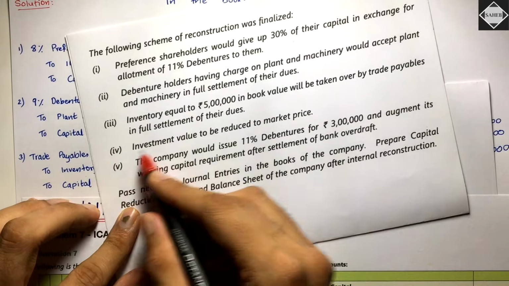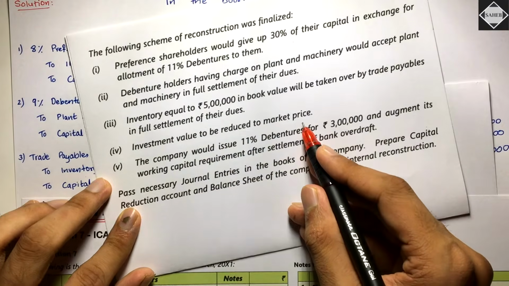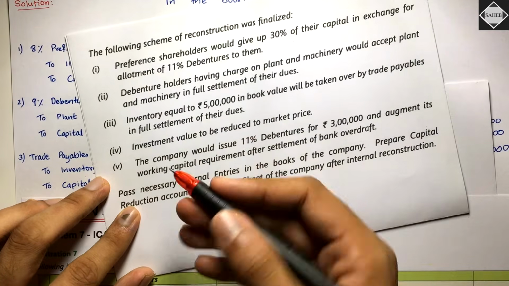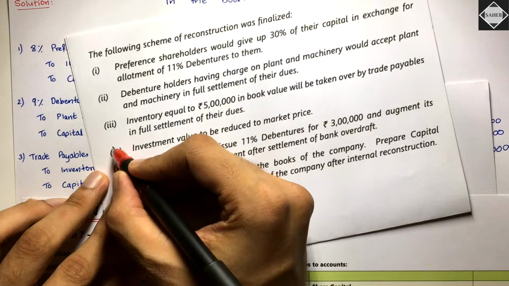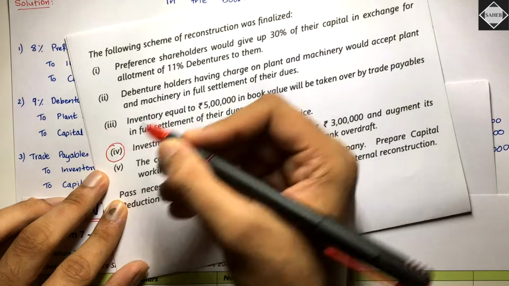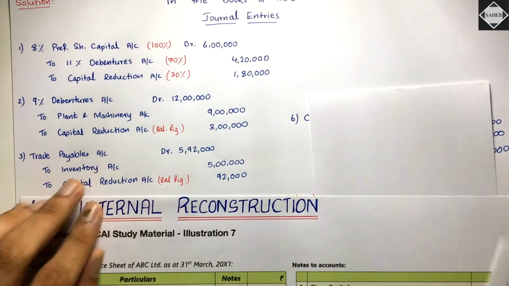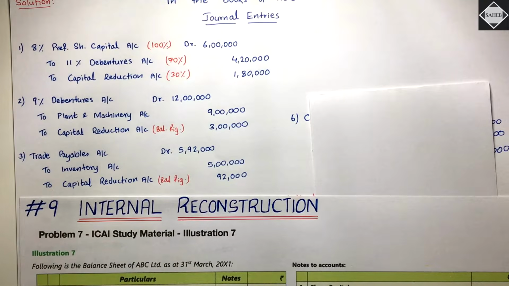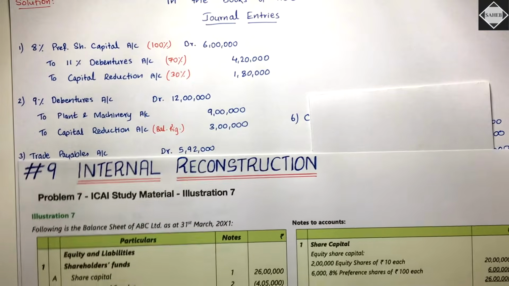See here, investment value to be reduced to market price. Now see, this is the reduction in the investment value. So this we will do at last, in the big entry. So just circle it and leave it. Right. And then see what else they are saying.